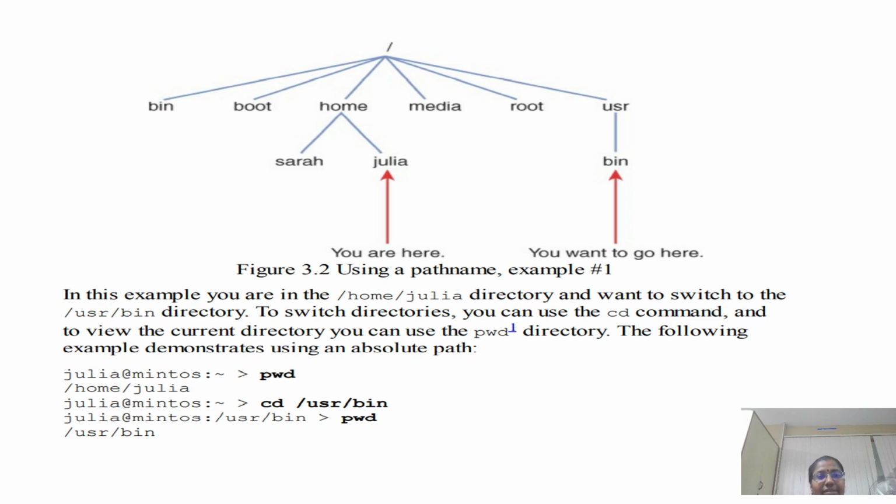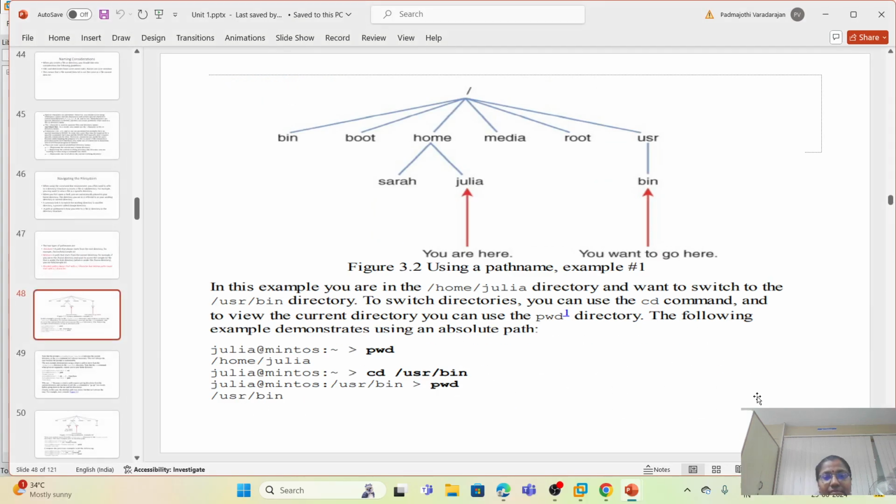So, using a path name. In this example, you are in the slash home slash Julia directory. You want to switch to the bin directory under that user directory. To switch directories, you can use the cd command, that is change directory. To view the current directory, you can use the pwd command, that is print working directory. The following example demonstrates using an absolute path. You can see it here in this example.